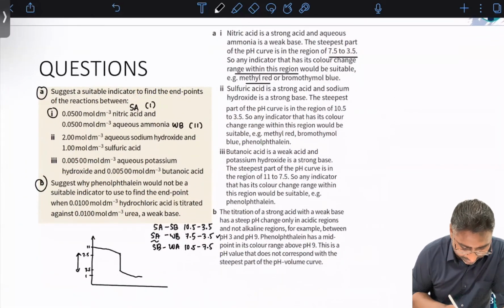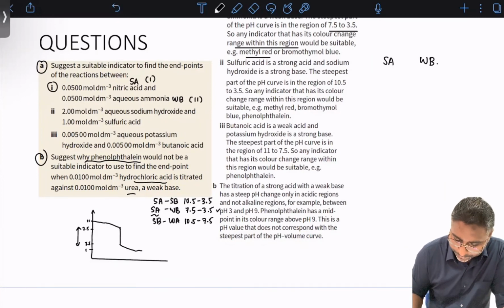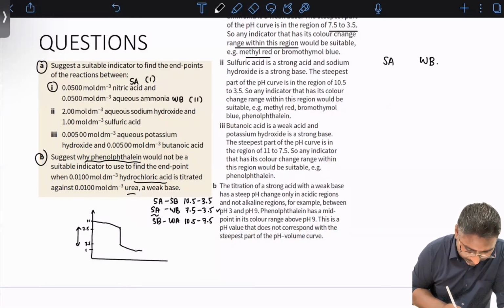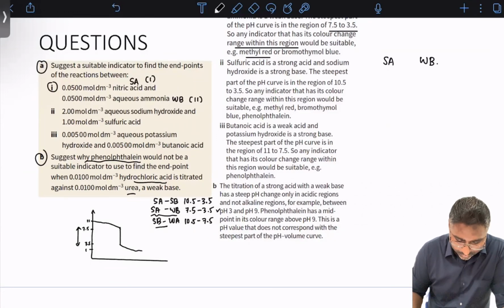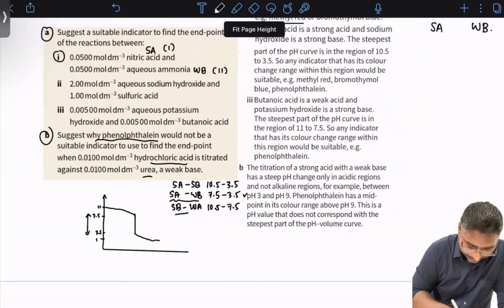Another question here. Suggest why phenolphthalein cannot be used to find the endpoint of hydrochloric acid and urea. HCl is a strong acid, urea is a weak base. I told you strong acid, weak base is here, so 7.5 to 3.5. I think it's the same graph as the first one.